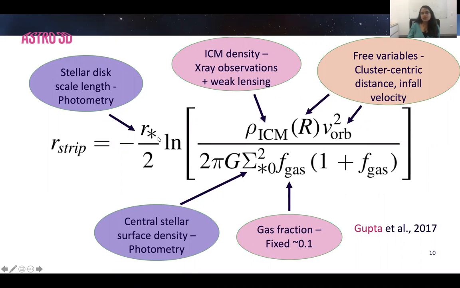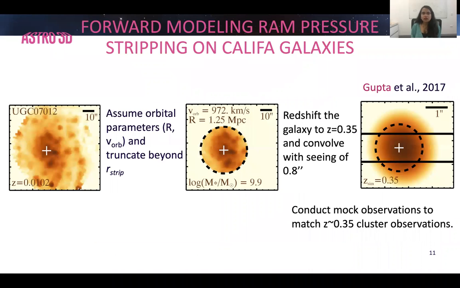So for example, stellar disk scale length and central surface densities, these you can get directly from photometry. And the ICM density profile can also be estimated from X-ray observations and some weak lensing mass measurements. So now we have this really nice model of how ram pressure stripping works. What we do is apply this model onto a bunch of CALIFA galaxies and sort of artificially strip them.